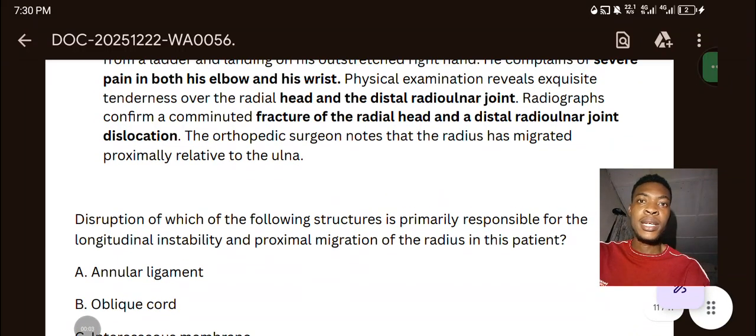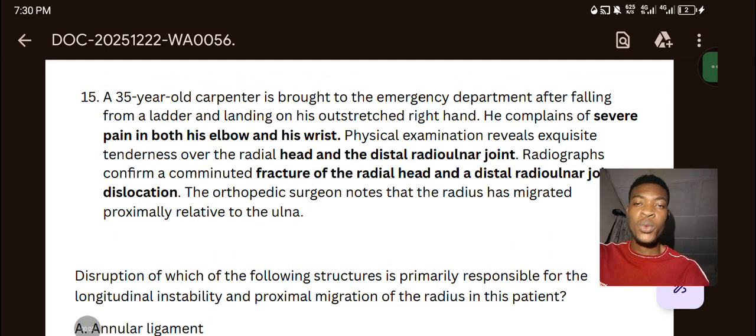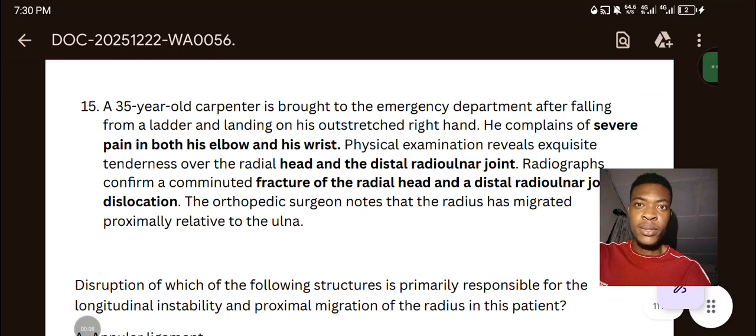Alright, so this is day 15 of our Mozo anatomy question series. So let's get right into the question.